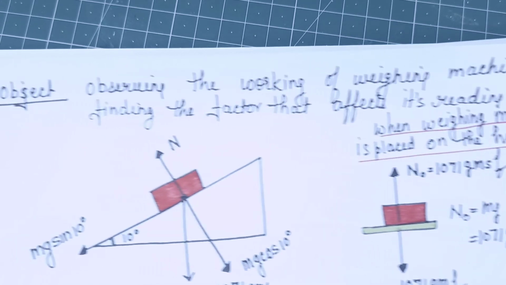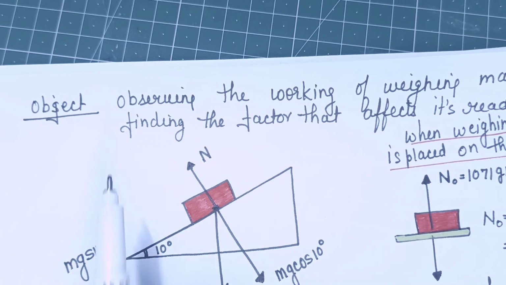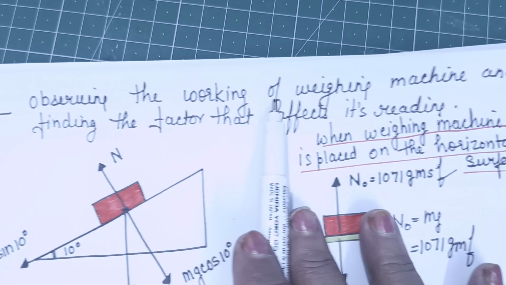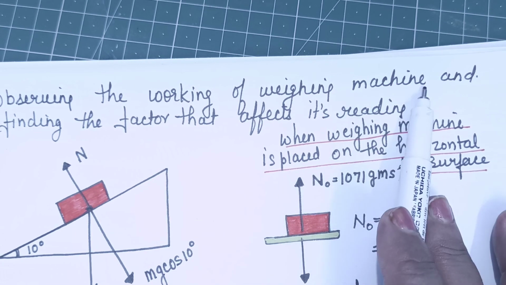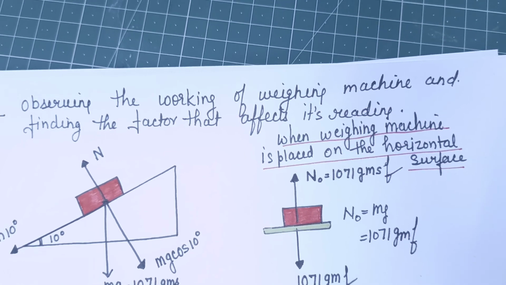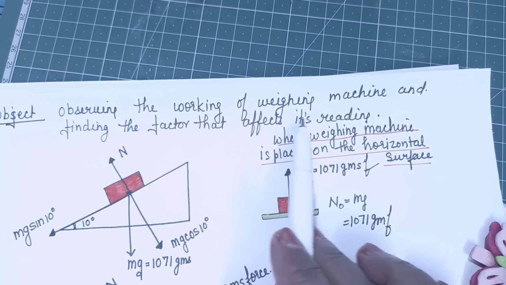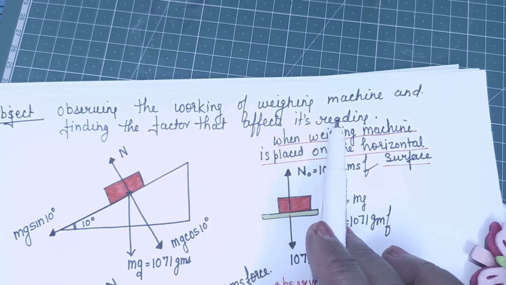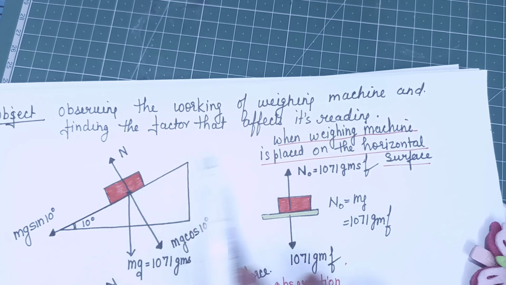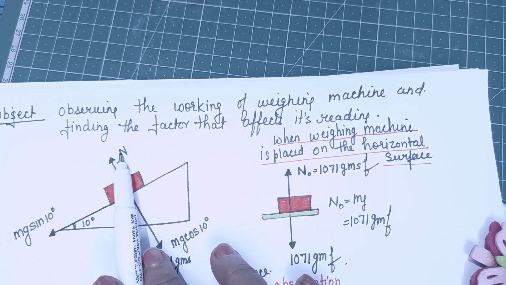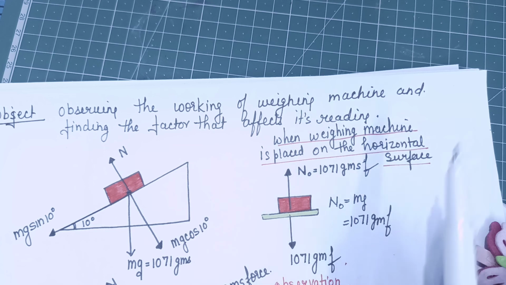And now we come to the object. The object of the experiment is observing the working of the weighing machine and finding the factors that affect its reading. And we can easily observe that if the normal reaction force changes, the reading of the weighing machine will change.